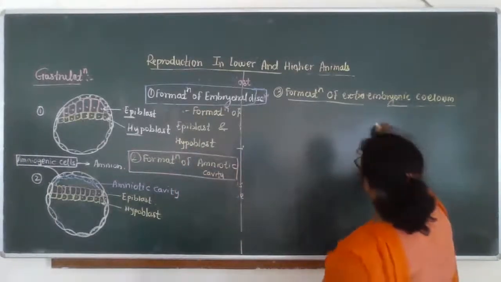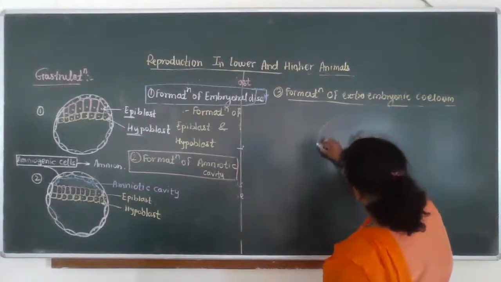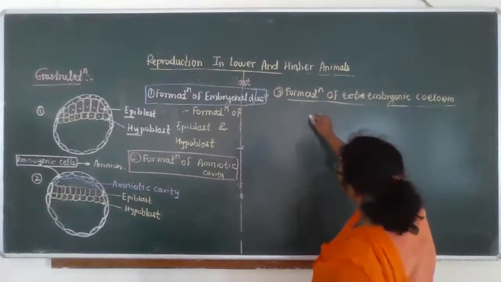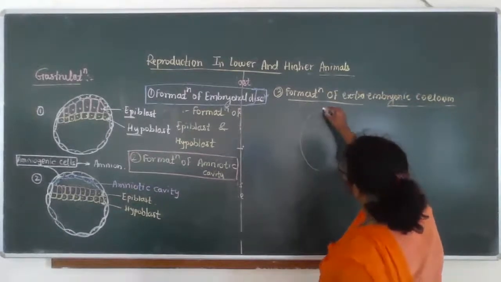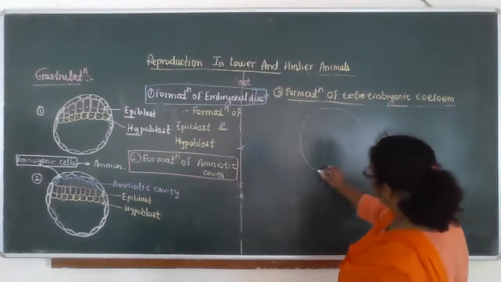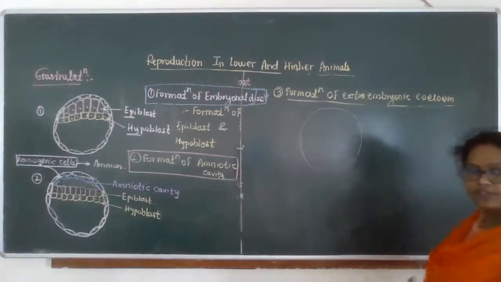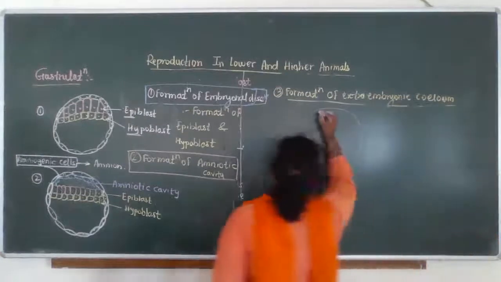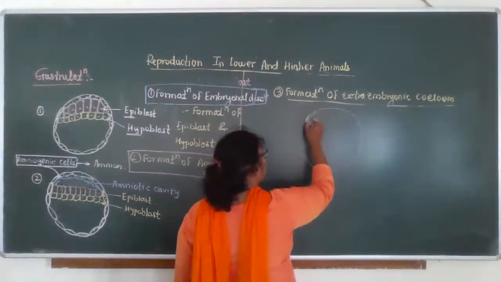So, what is this layer? Yes, the outermost boundary called, yes everyone, this is the trophoblast. This is the trophoblast. Clear? So, the trophoblast layer, you have to show.